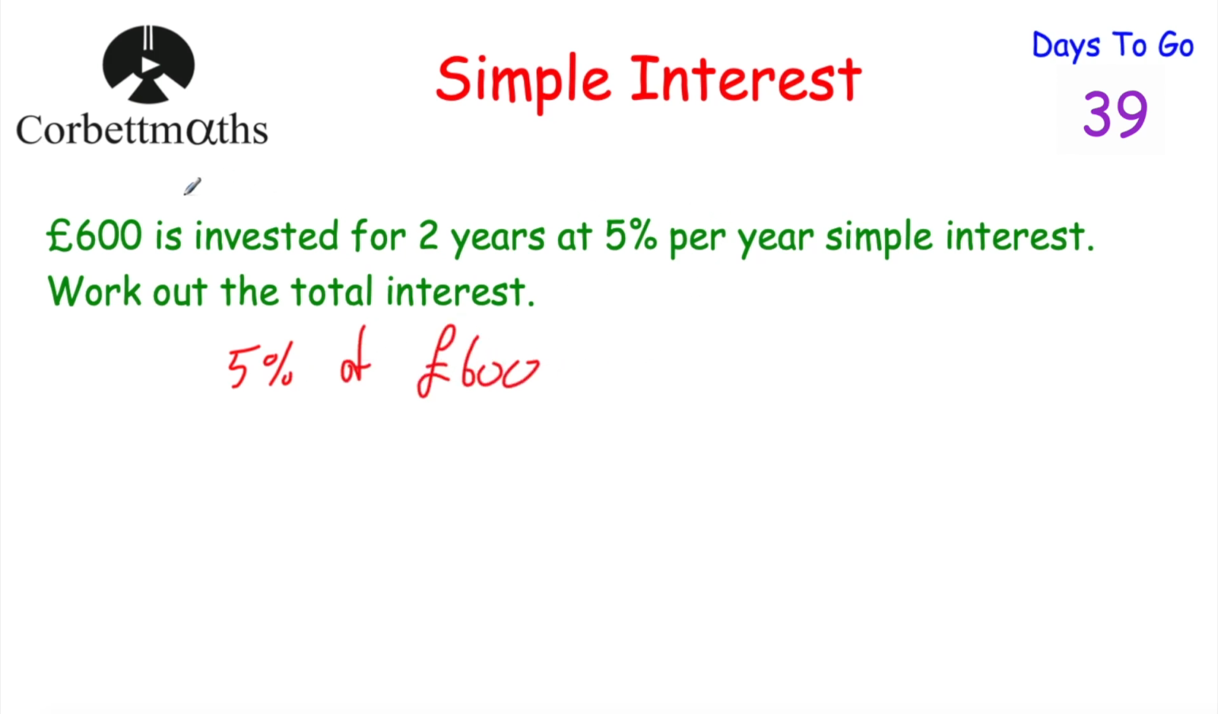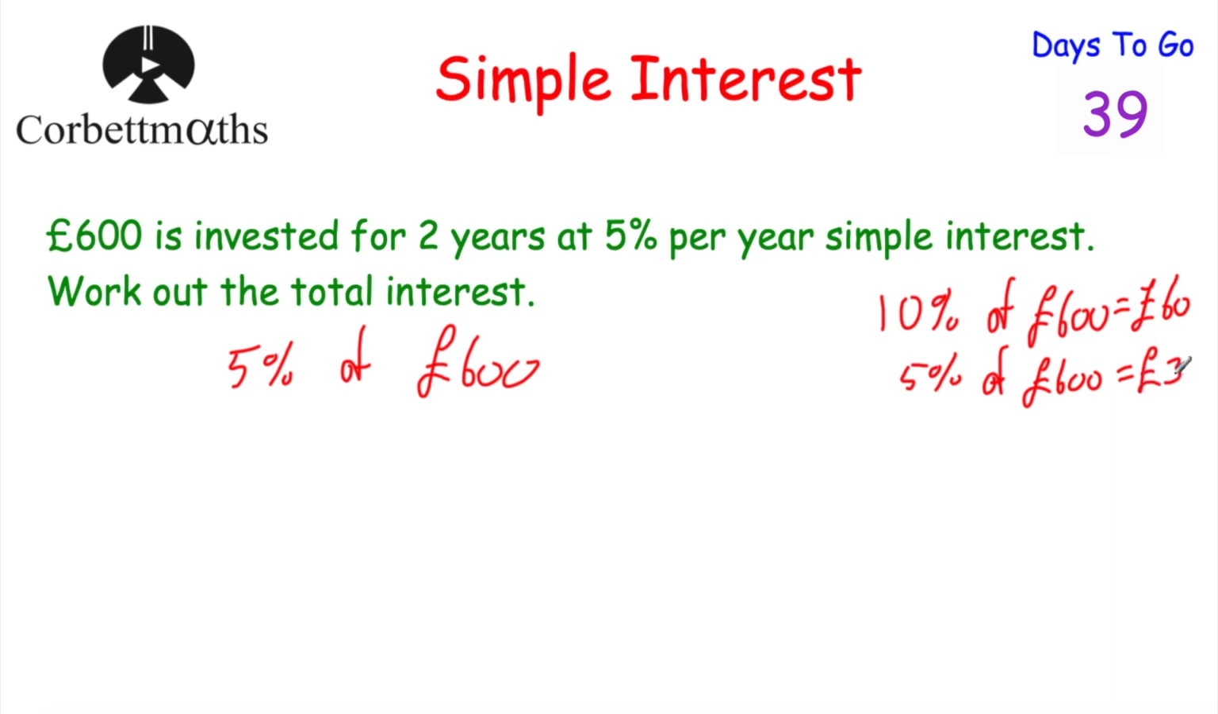Now this is going to be a non-calculator question. I'll show you some questions that are calculator and some that are non-calculator in this one. So 10% of 600 is £60. So 5% of 600 would be half of that. Half of £60 would be £30. So 5% of £600 is £30.